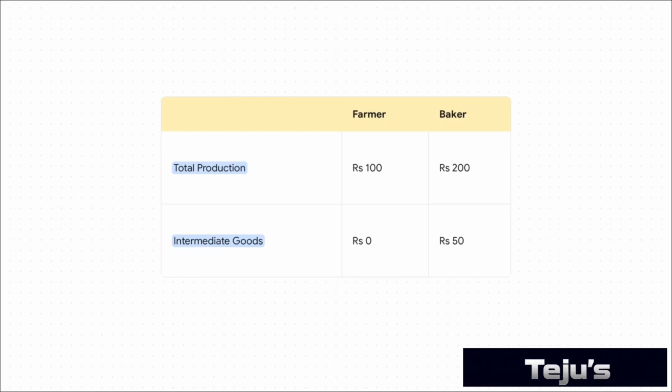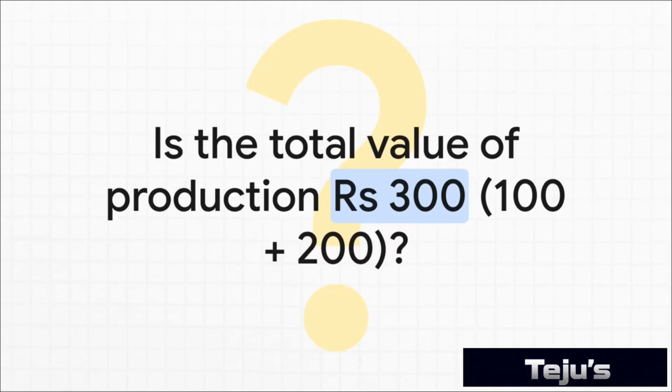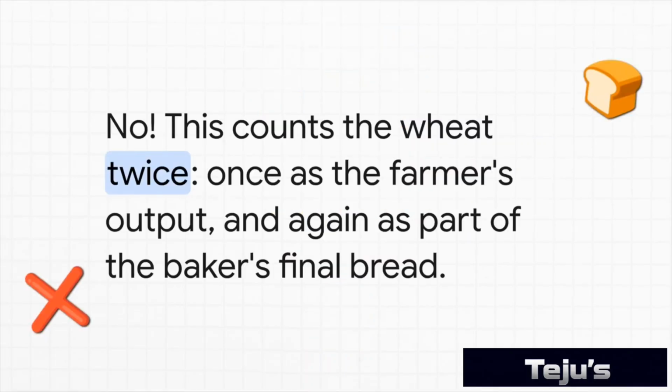The baker then buys 50 rupees of that wheat and turns it into 200 rupees worth of delicious bread. So here's the question. To get the total size of this little economy, do you just add the farmer's 100 to the baker's 200 and get 300? Seems logical, right? No way!